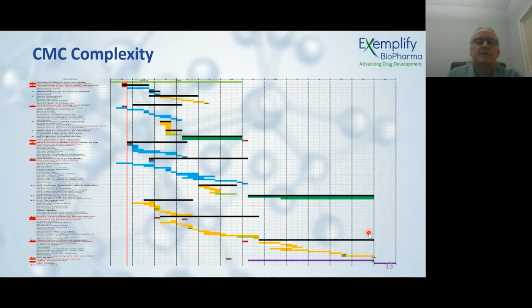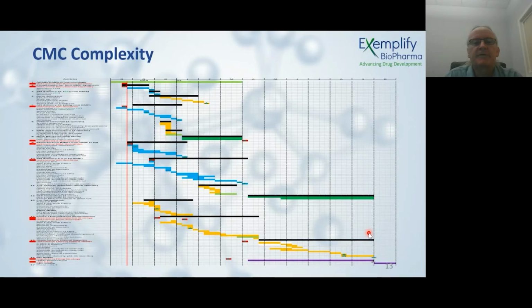So this is not meant to be read. I just wanted to put this in to say that a typical timeline chart, if you want to call it that, for CMC in this space may look something like this. I'm not expecting anybody to be able to read it, but it shows that there's a lot of activities that need to happen and a lot of activities that are happening in parallel, irrespective of your risk posture, let's say.